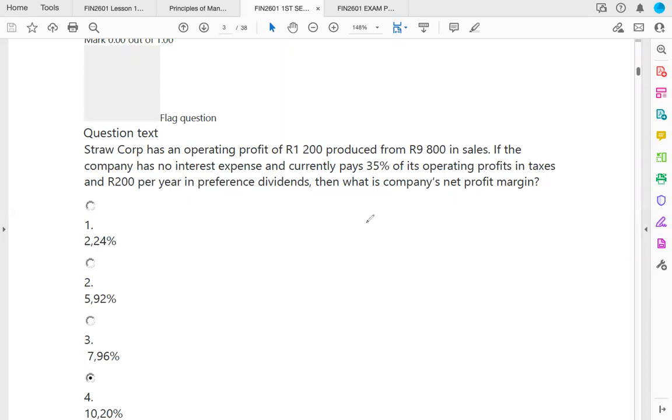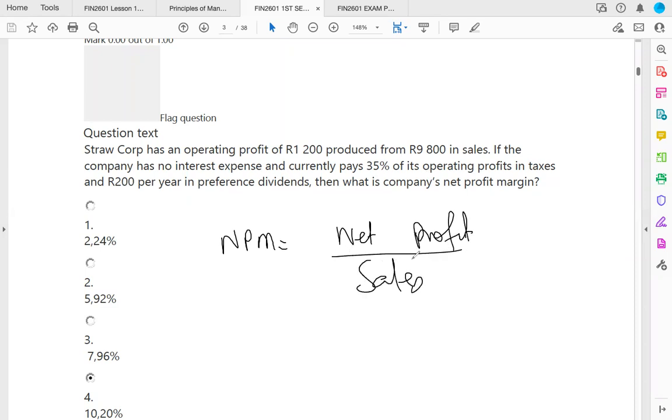Again, when we're dealing with ratios, we start by writing the formula for the net profit margin. The formula for the net profit margin will be our net profits over our sales. Have we been given the sales? Yes, we have. Have we been given the net profit? Actually, right, remember, it's not net profit only, it's net profit minus preference dividends. So that's really, really important. Let's not forget that.